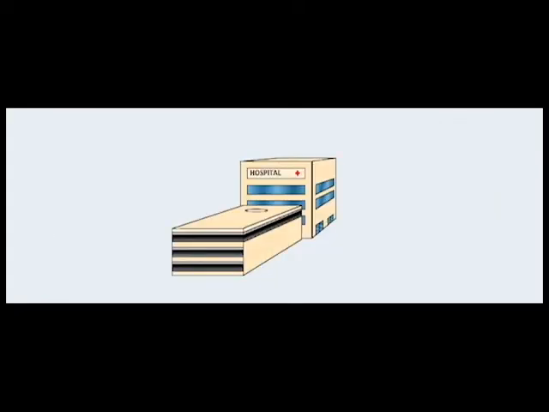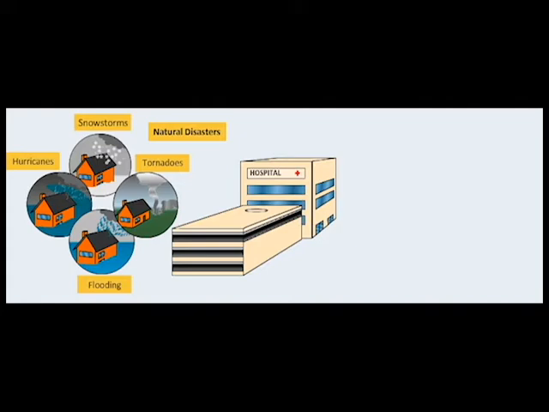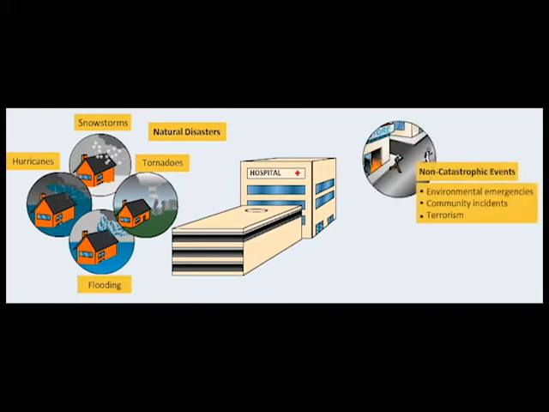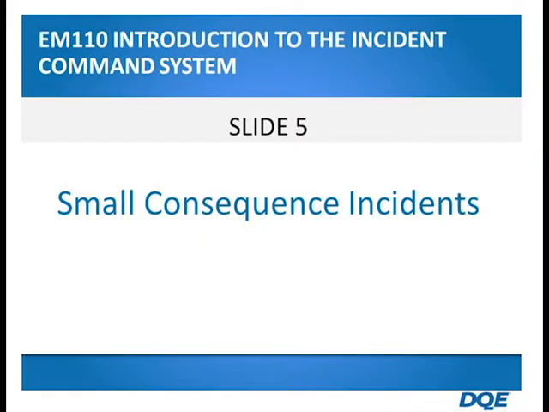Natural disasters such as snowstorms, hurricanes, flooding, and tornadoes can cause disruptions. So can environmental emergencies, community incidents, or acts of terrorism. Non-catastrophic events are just as likely to cause a disruption to hospital services. Internal hospital emergencies such as a fire alarm, emergency department overcrowding, or a staff shortage are examples of how everyday events can impact the hospital's ability to provide care.